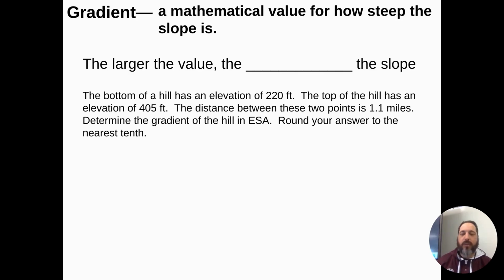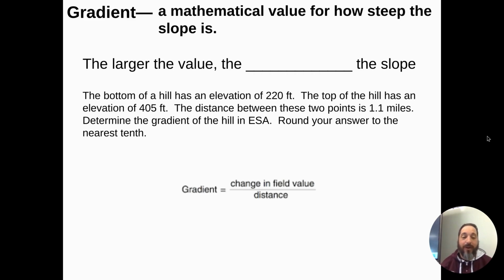All right, so let's take a look at gradient. Gradient is a mathematical value for how steep a slope is. So the larger the value, the steeper our slope is going to be. Now we're going to be using a formula called the gradient formula, which is located on page 1 of your reference tables. That's the front cover. And there's that formula for gradient. Our formula for gradient is going to be change in field value over our distance. The field value is going to be whatever it is that you are measuring. In this case, it is going to be our elevation, right?